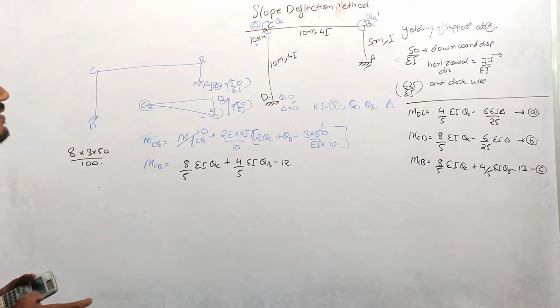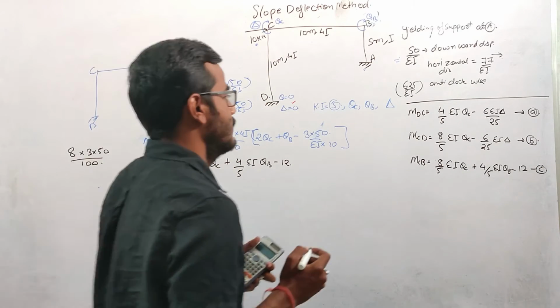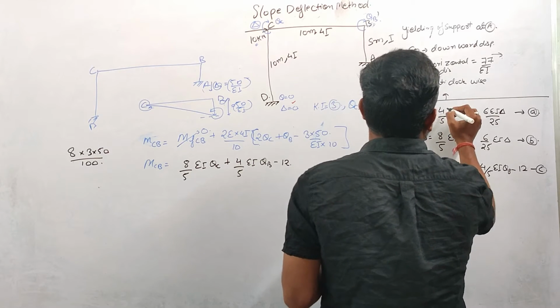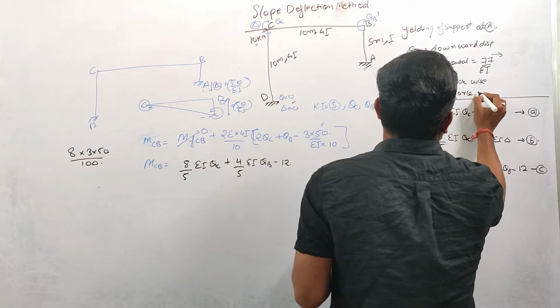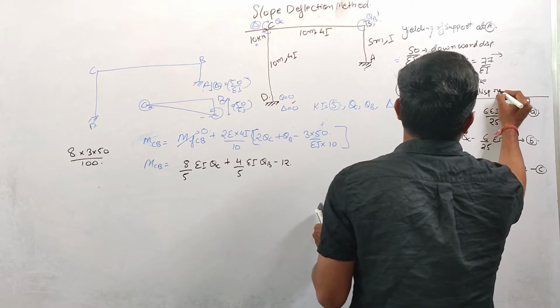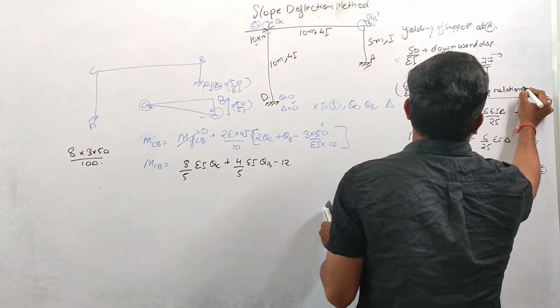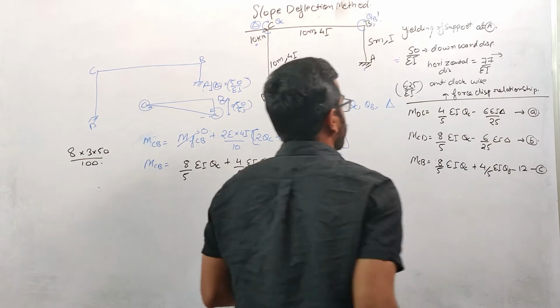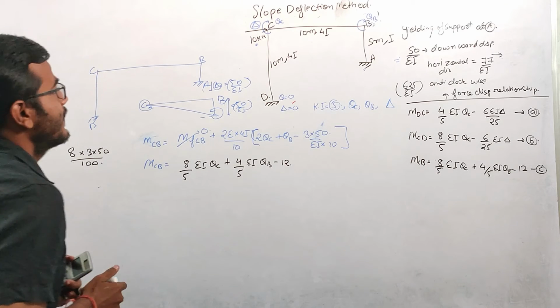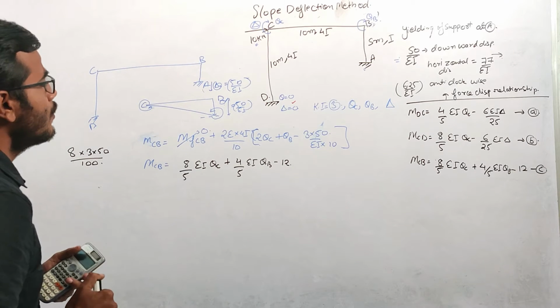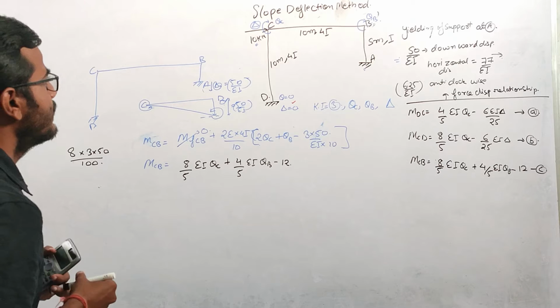Okay, so these are basically our force displacement relationships, right? These are not equilibrium conditions, these are force displacement relationships. Okay, so MCB is done. Now let us come to this point, or you can say MBC.